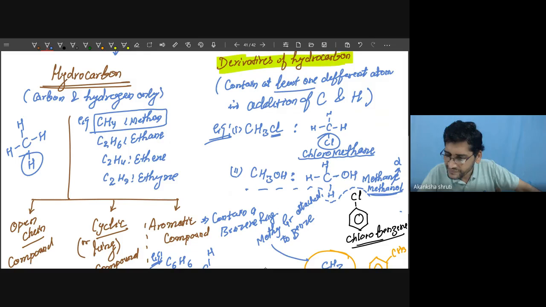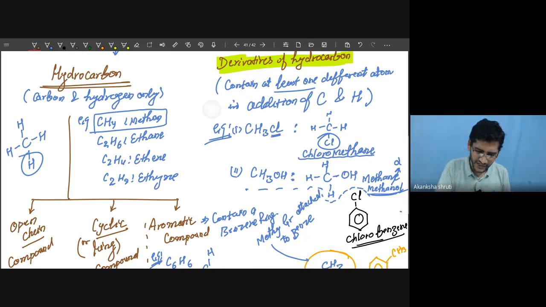Are you getting? It is like this. So this is the structure. So this is also a derivative. Are you getting? Means what? From the hydrocarbon, if one of the hydrogen is replaced by any other atom, means other than hydrogen, here it is replaced by OH, means a group of atoms, then it will produce the derivative of hydrocarbon.